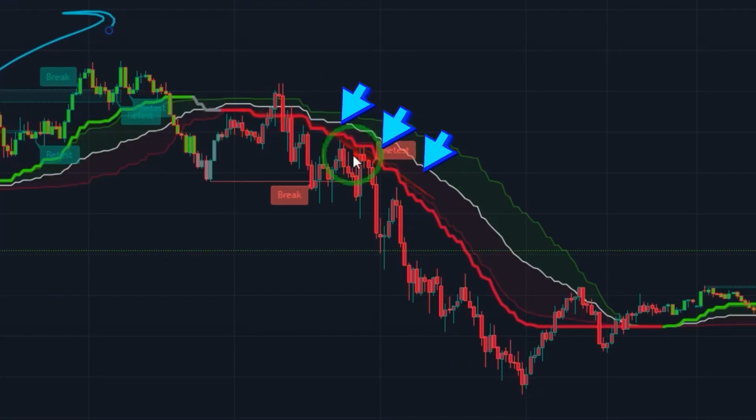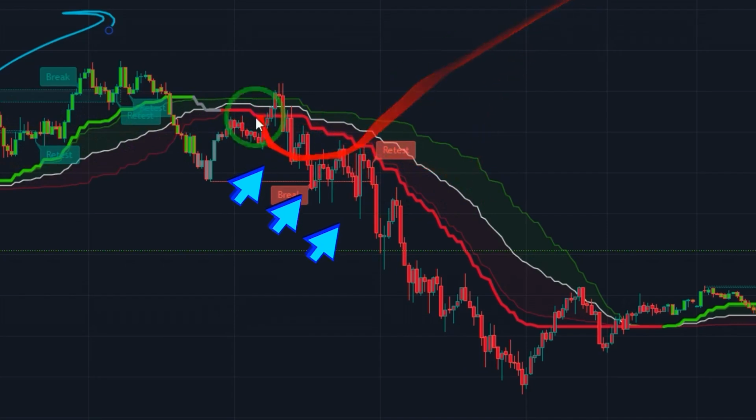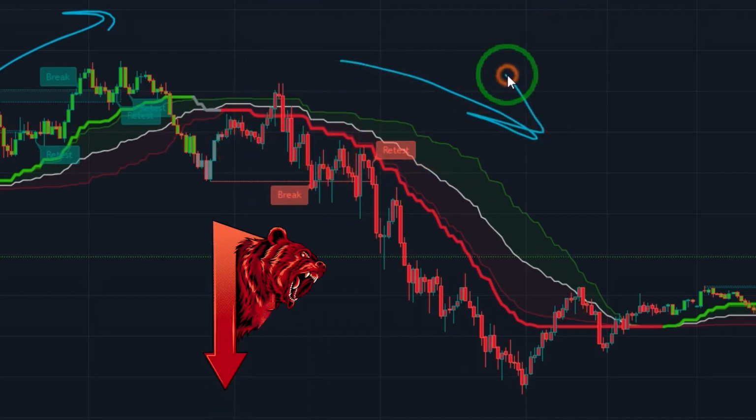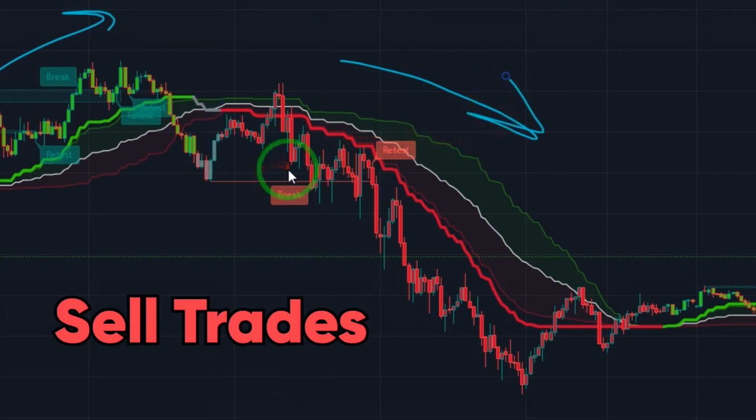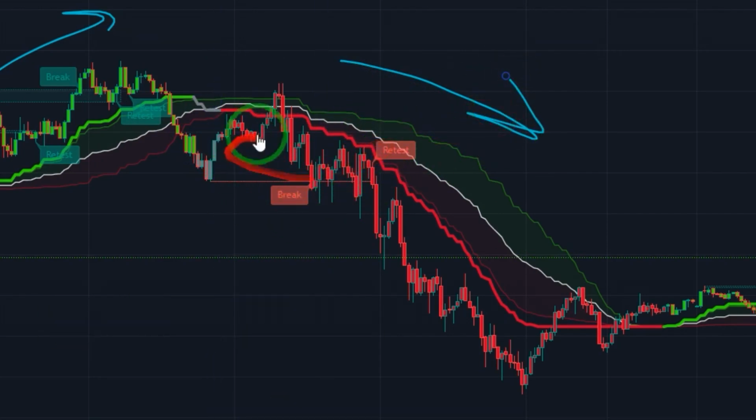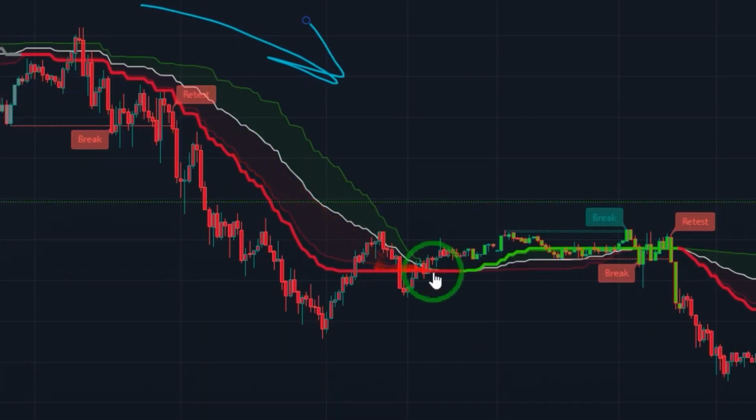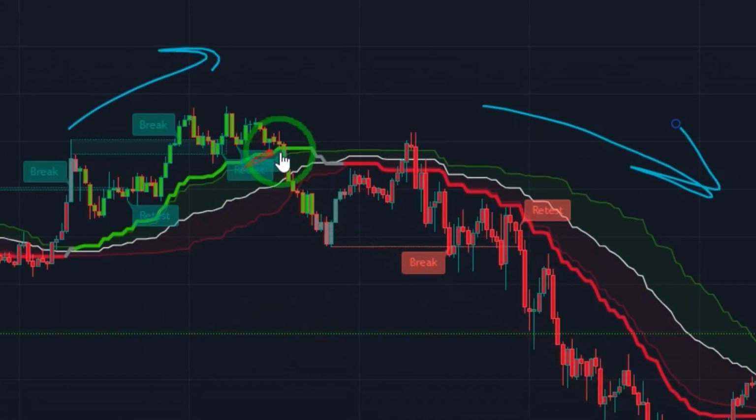Conversely, when the line of this indicator is red and the candles are below this line, we understand that we are in a bearish trend and we can look for sell trades at these points. In general, when the line of this indicator changes from red to green, we realize that our bearish trend has ended. Conversely, when the line of this indicator changes from green to red, we can understand that our bullish trend has ended.